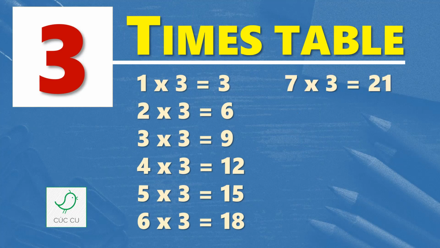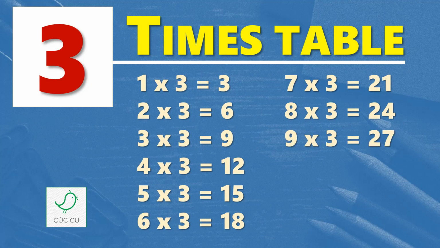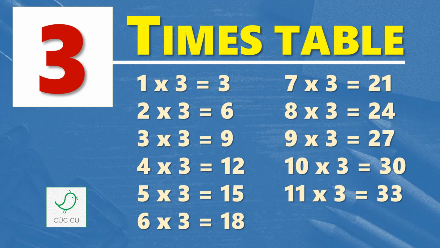7 times 3 is 21. 8 times 3 is 24. 9 times 3 is 27. 10 times 3 is 30. 11 times 3 is 33. 12 times 3 is 36.